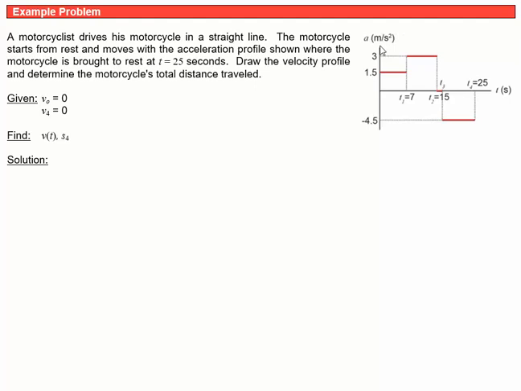So here we have the acceleration curve. The motorcycle starts from rest, it accelerates for 7 seconds, then increases its acceleration for 8 more seconds, then has 0 acceleration, then starts to decelerate until it finally comes to rest again.